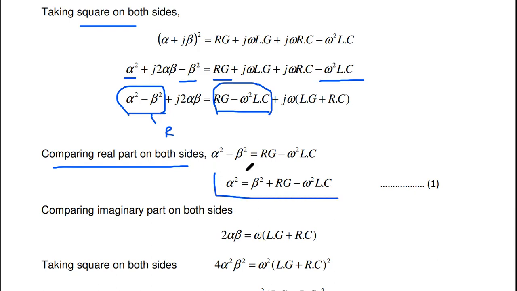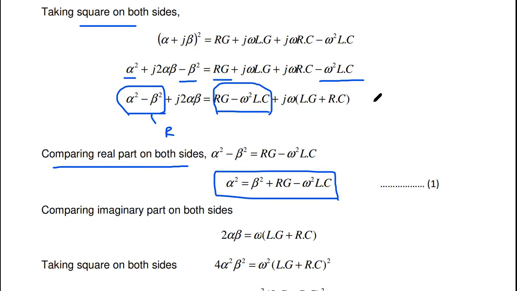So you consider this is equation number 1. This equation number 1 is alpha squared in terms of beta and RLLC. We want alpha and beta in terms of only primary constants. So here we are equating the real part.